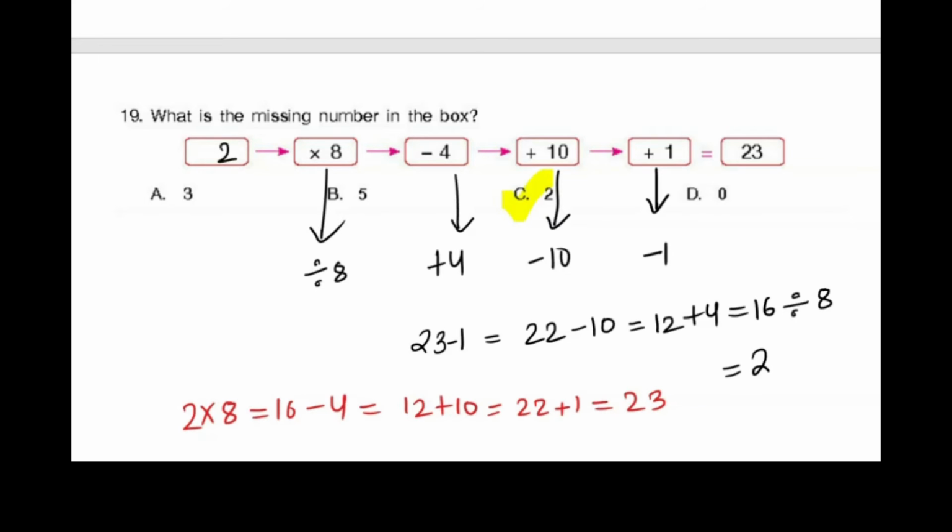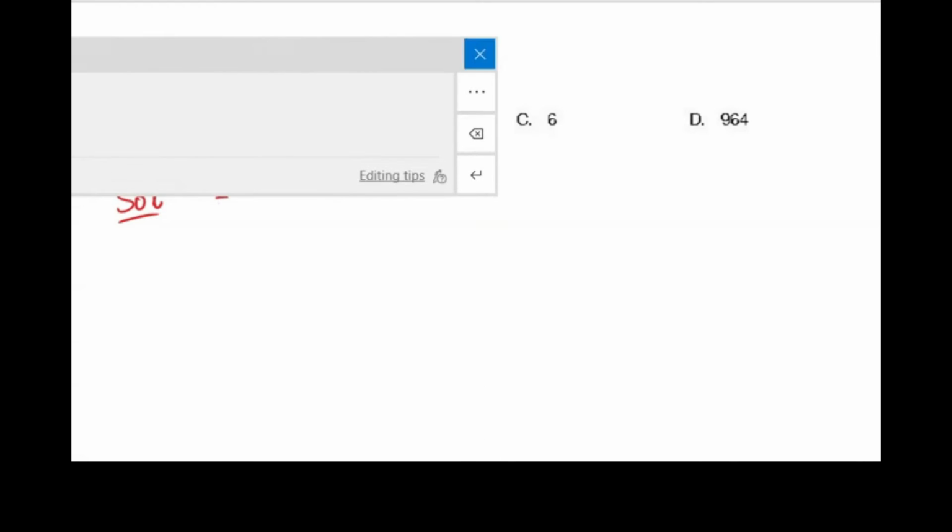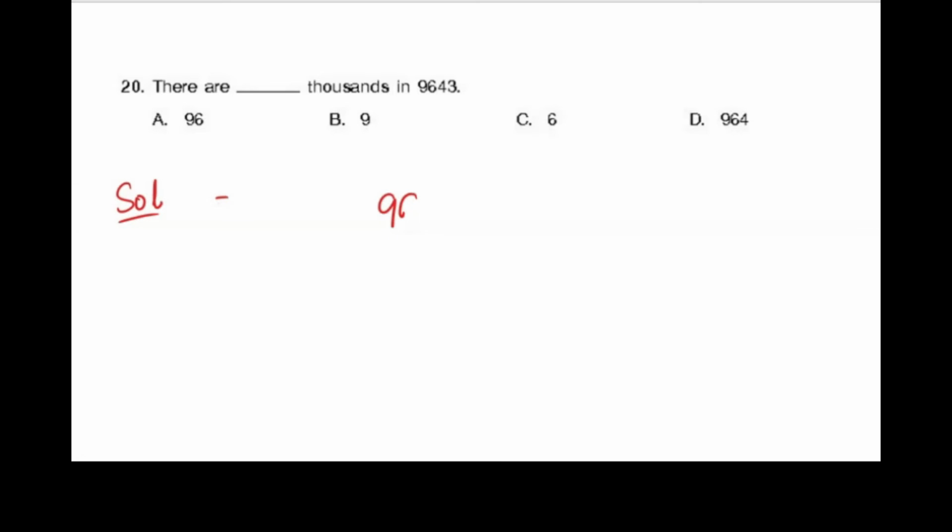Now, next question is question number 20. There are dash thousands in 9643. So the number we are having is 9643. Places: ones, tens, hundreds, thousands. How many thousands? 9,000. So B is the correct option.